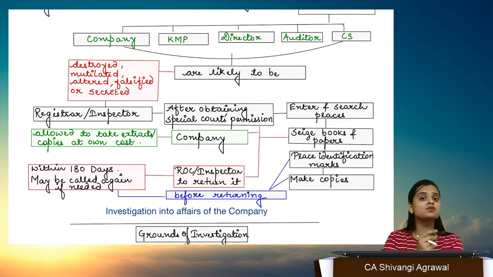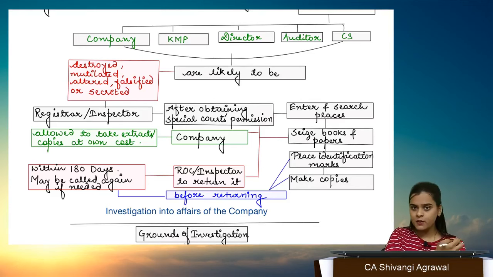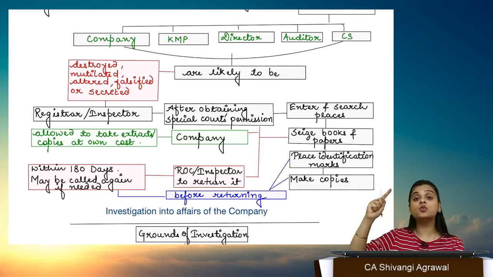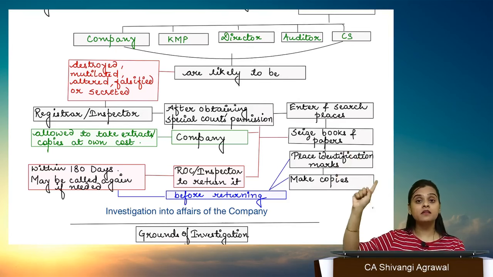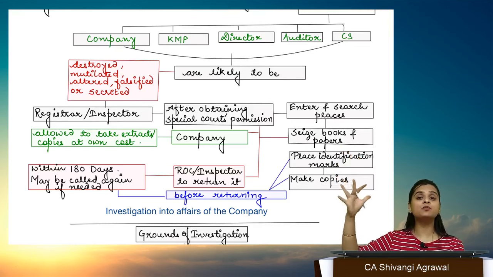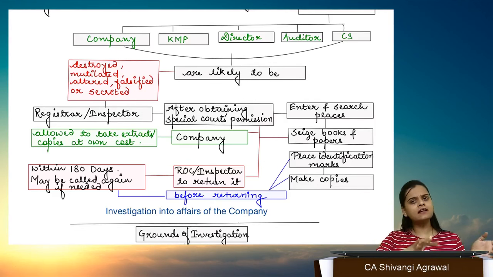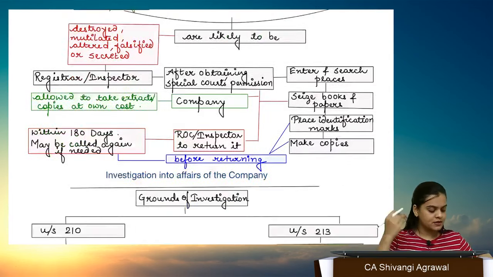Why am I telling you to remember these two important points? Because when we read about search and seizure under investigation, that is section 220, these two points are missing in that section. No restriction to the inspector under investigation. They don't need to seek any approval from the special court. Moreover, they also don't have this restriction of 180 days. So section 220 is an exact replica with that difference. Okay, that we will read.